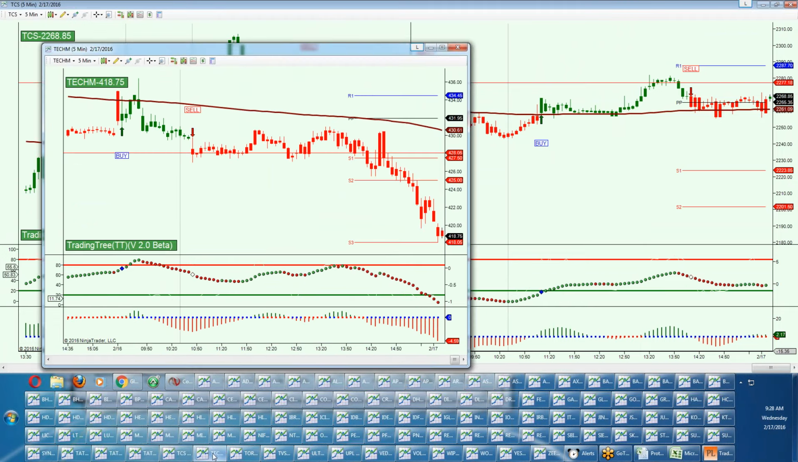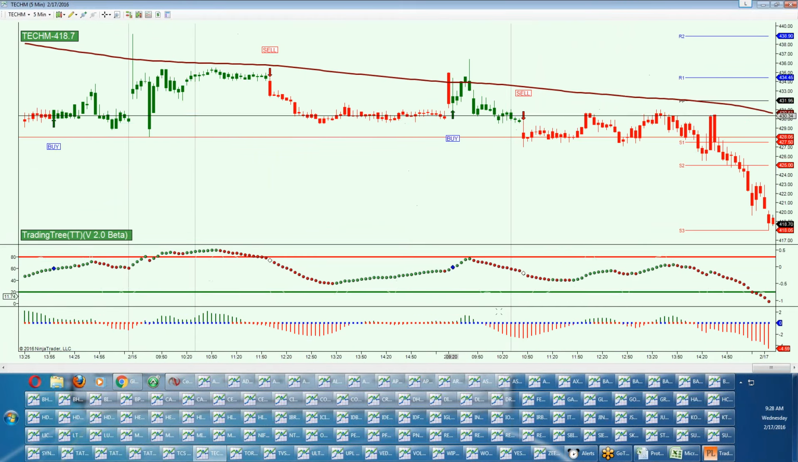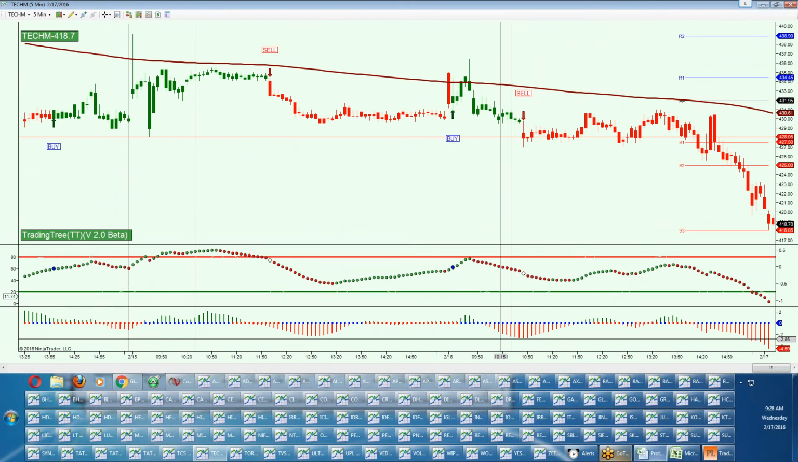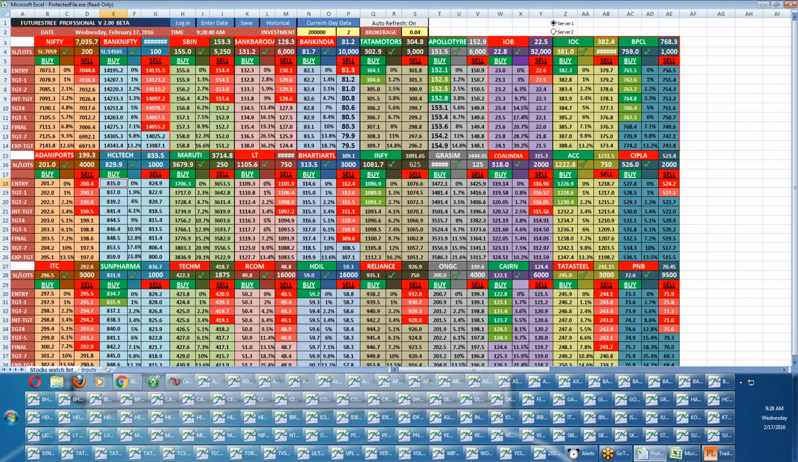TCS, we can get a buy call. So let me just add TCS here. We'll know the price at which we can enter TCS. So Bharti Airtel, I am replacing with TCS. 2275 is entry for TCS.